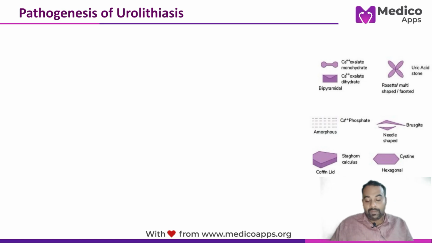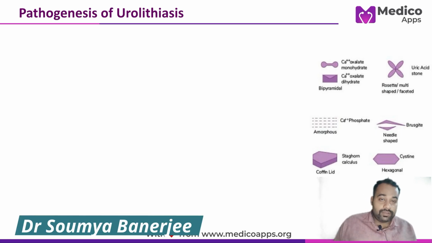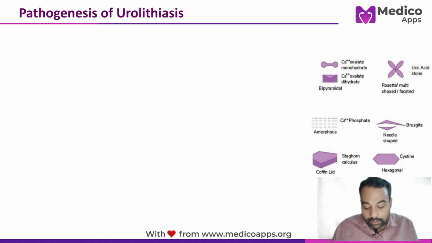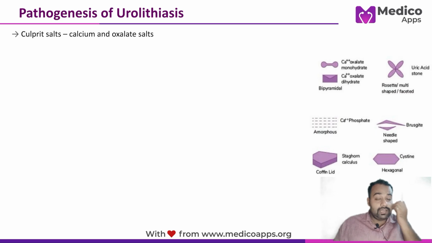Okay. Now, after the discussion of the modifiable and non-modifiable risk factors, let's try to understand a few things regarding the pathogenesis of urolithiasis. First of all, you have to understand the most important culprit salts for the development of stones are calcium and oxalate.